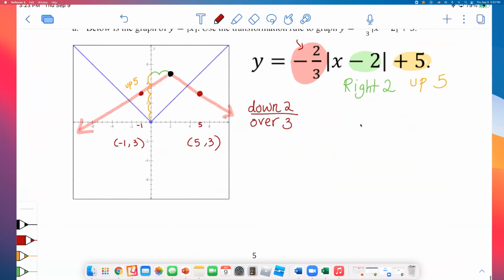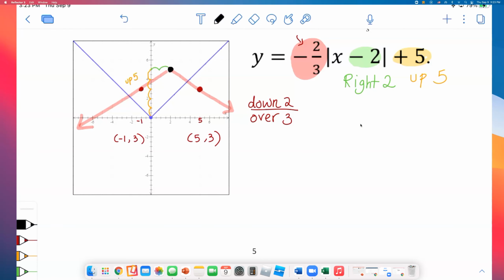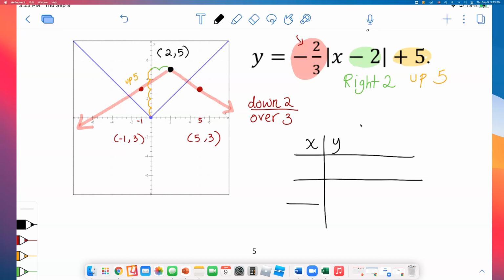But for other function types, you know what's really good is you can use your XY table, okay? I'm going to go ahead and do my XY table. The first point that we plotted had an ordered pair of 2, 5 because we went 2 to the right, up 5. So I'll go ahead and put that in the middle. Why am I putting that in the middle? Because for a V shape, we have a point in the middle. We should have something to the right of it. We should have something to the left of it to make that perfectly symmetric V shape.